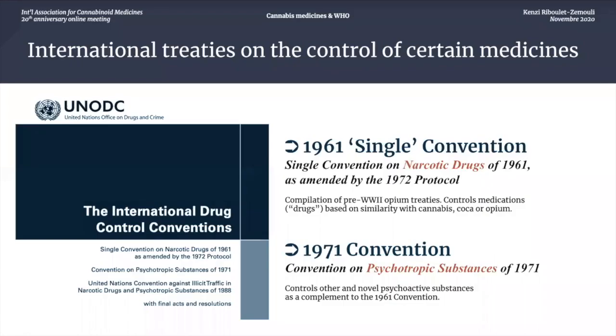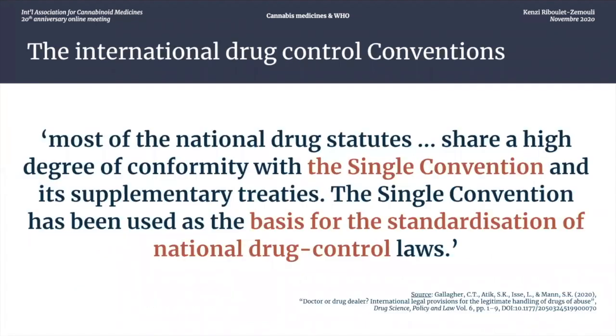The international framework of international law that regulates medical cannabis is composed of two treaties, the Single Convention of 1961 and the 1971 Convention. They control certain medicines that have potential for dependence and so-called ill effects. Those are the narcotic drugs and psychotropic substances. And these two treaties, among other instruments, are the basis of almost every national policy or legislation for the control of this medicine, for so-called drug control.